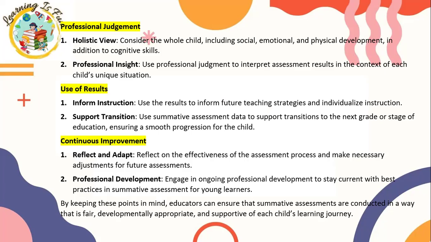Okay, social emotional development. You have to judge the child's development through the summative assessment. Then inform about the instruction. Okay, this is very important. You are going to inform them about the instructions you are following, or what teaching strategies you are using for your summative assessment.